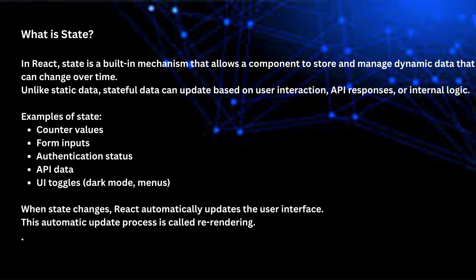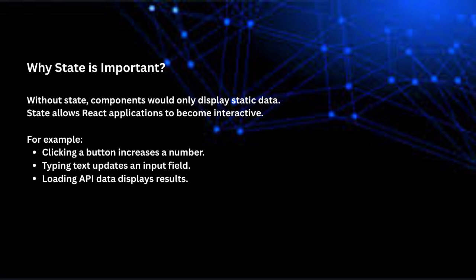Other examples of state include form input values, shopping cart items, user login status, and dark mode settings. So in simple terms, state allows a React component to remember information. So here you can see why state is important. Without state, a component would only display static data. State allows a React application to become interactive. For example, clicking a button increases a number, typing text updates an input field, and loading API data displays the result.